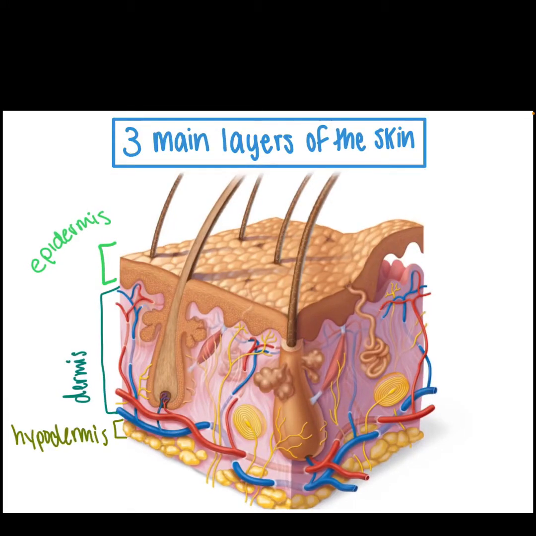The three main layers of the skin are the epidermis, the dermis, and the hypodermis. The epidermis is superficial to the dermis, and it's made of keratinized stratified squamous epithelial tissue. The dermis is directly under the epidermis, and it's made of areolar and dense irregular connective tissue. The hypodermis is below all of these, and it's the subcutaneous layer.